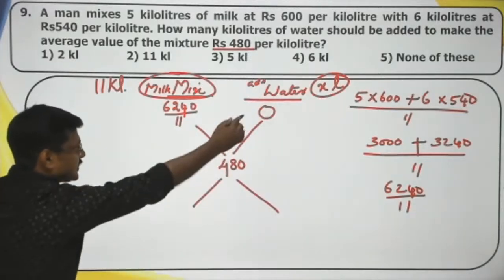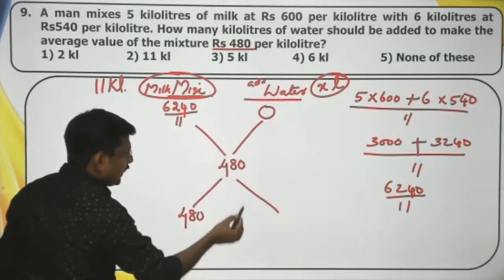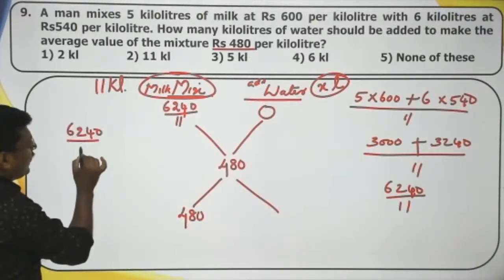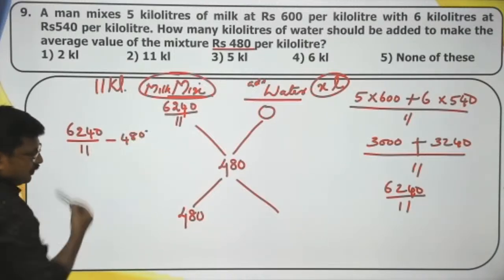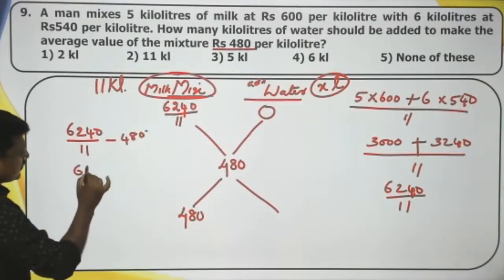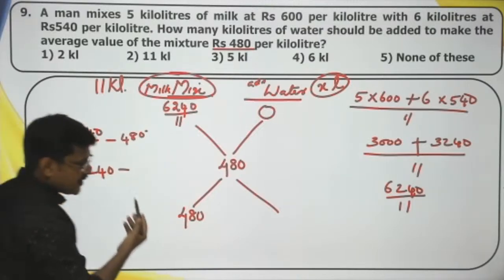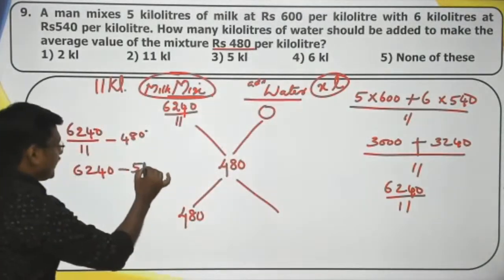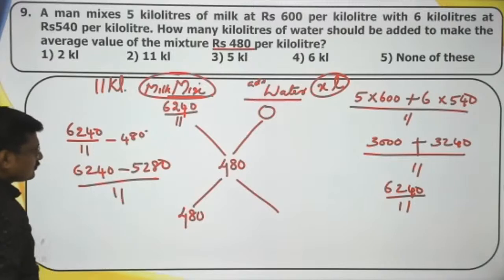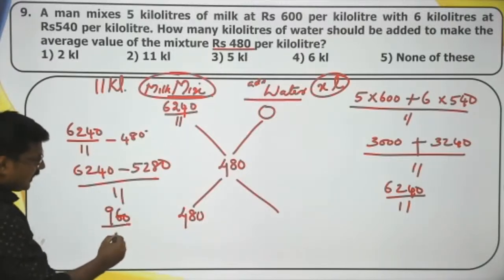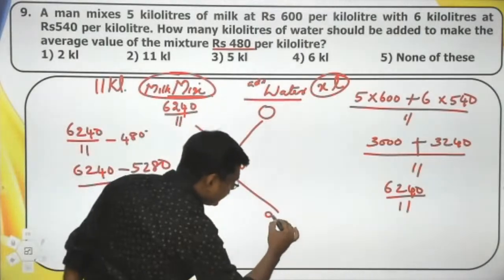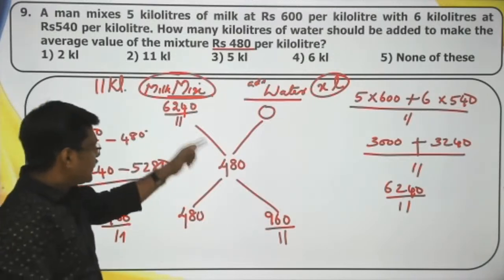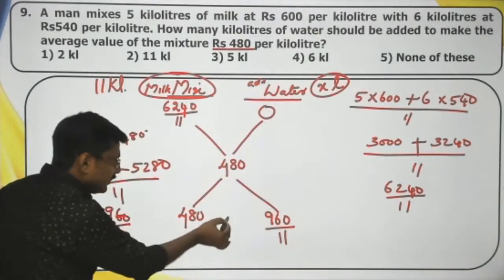So I am solving this. This difference is 480, and for this difference, listen carefully: 6240 divided by 11 minus 480, right? On crossing, 6240 minus 480 into 11 is 5280, sorry, divided by 11. On subtracting it is 960 divided by 11. On taking the difference you will get the fraction as 960 by 11. So this is the ratio.